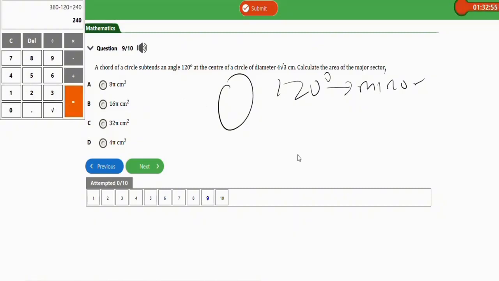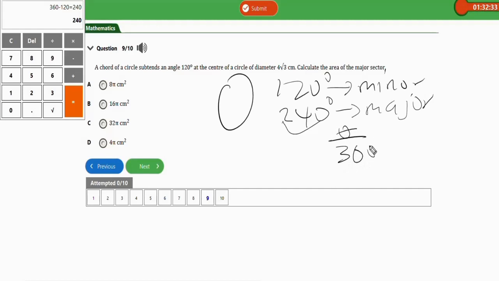So we have 240 degrees. So the angle of the major sector will give us 240 degrees. This is the major result you're looking for, 240 degrees. Now let's go ahead and solve this question. Calculate the area of the major sector. Now the area of a sector is theta over 360 times pi r squared. So our theta is now 240 degrees over 360 degrees times our pi, which is 3.142 times.